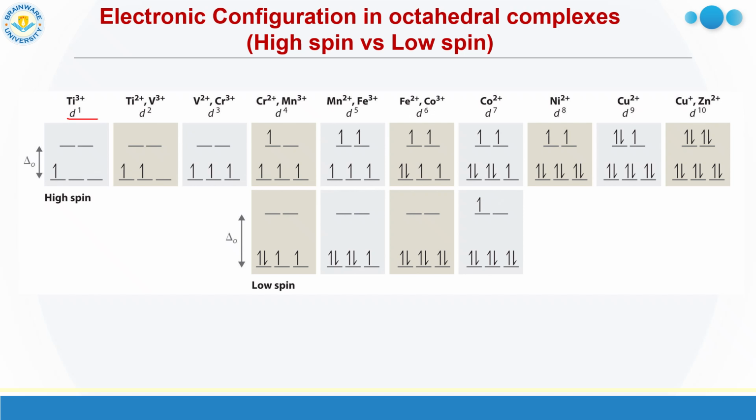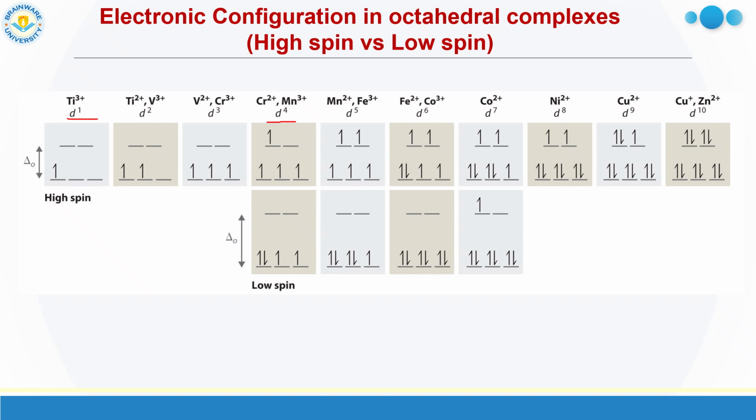D2, where to put the two electrons? In the t2g set only, one electron in the first orbital, second electron in the second orbital. For the d3 case, three electrons in the three orbitals. Now going to the d4 case.